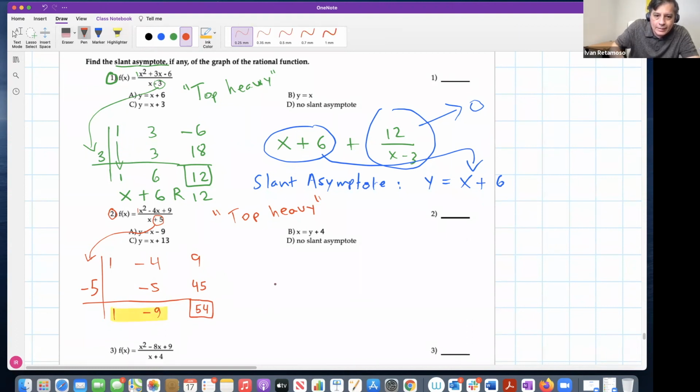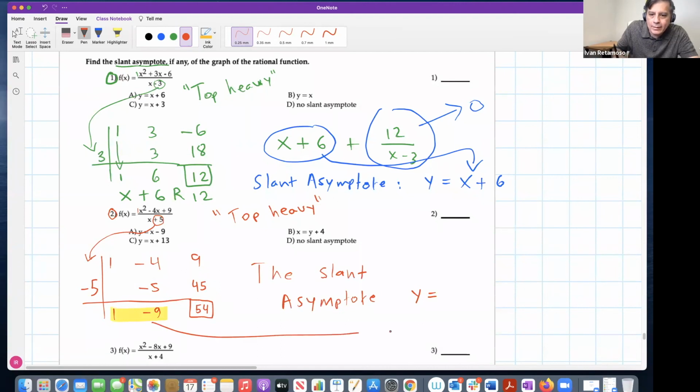So I'm going to go straight here. Then slant asymptote will be what? The equation of your slant asymptote will be this, right? Y equals, this is 1x minus 9, right? 1x minus 9. This is this part. Yeah, great. Excellent, guys. So this comes from there.